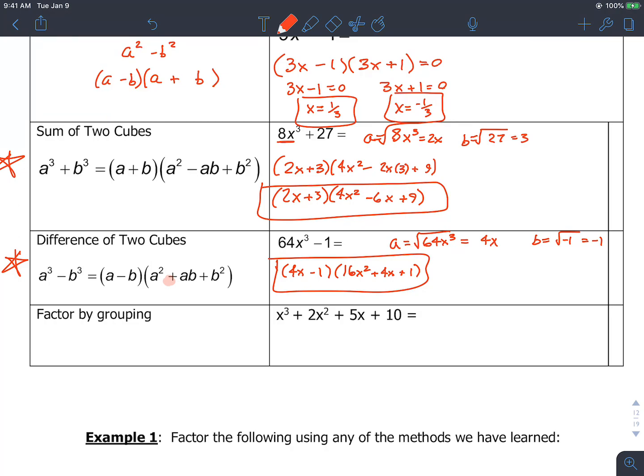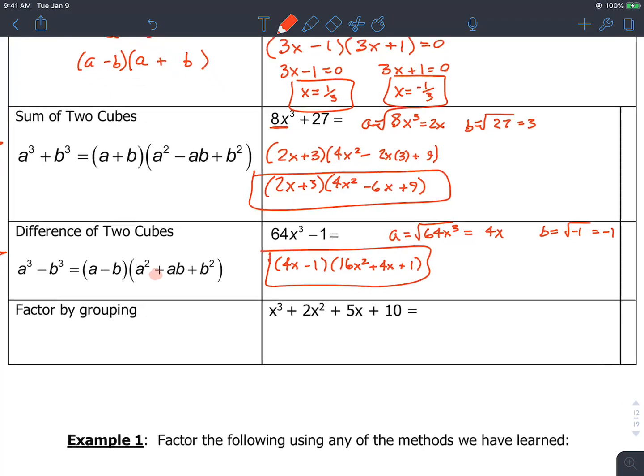Okay, so those are the new ones. Once again, I'll show you with synthetic division here in just a moment on how to do those types of problems. It'll make it a little bit easier. So, all right, last thing here is called factor by grouping.